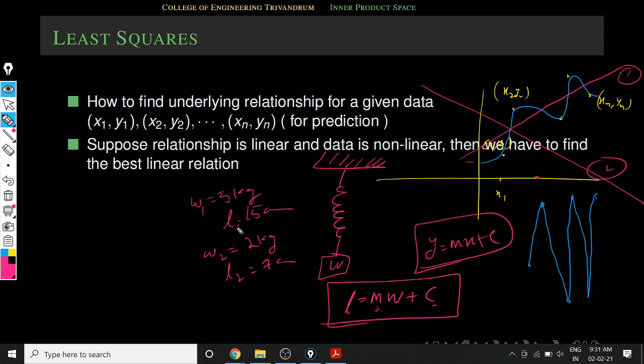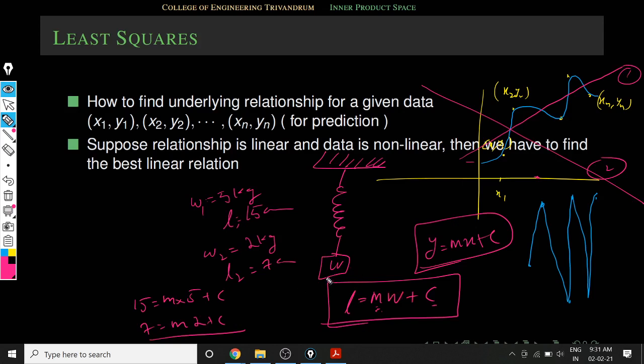So when we substitute W equal to 5 kg, we get a relation like this. 15 is equal to, we can convert to standard units, anything is fine, m into 5 plus c. When we substitute W2, we get another relation, that is 7 is equal to m into 2 plus c. By solving these two equations, we get m and c. The problem is very simple. You can easily find this m and c for any spring using this idea.